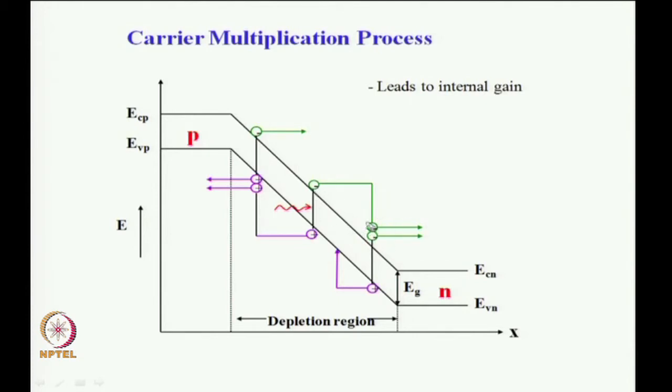It knocks out another bound electron, and creates an electron and hole. Similarly, the hole is getting accelerated in this direction. The hole getting accelerated also creates secondary electron hole pairs. So, this is the primary hole which has created a secondary pair, which leads to carrier gain, that is, an increase in the number of carriers by the avalanche process.